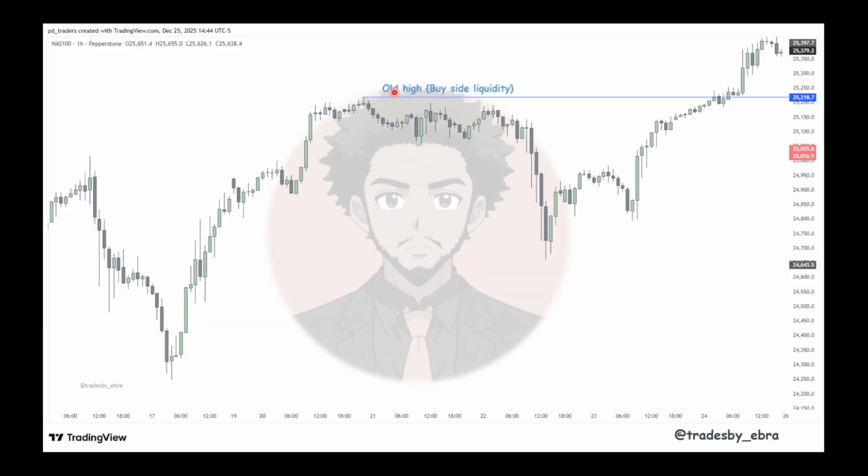Now, after price trades to that low, it is discount. Again, to the premium, to the old high, and an old high is what? It is buy side liquidity. So after sweeping that low, sell side liquidity in the discount of this dealing range, price went back to the old high, and that is buy side liquidity.